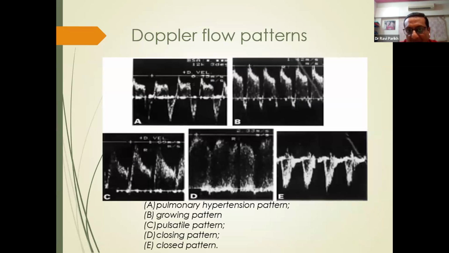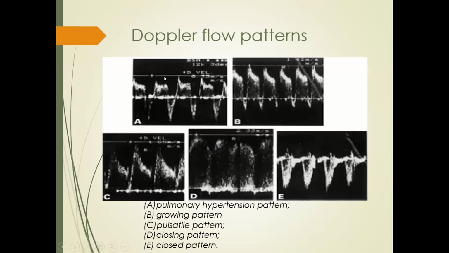This is also very important. So if there is a significant pulmonary hypertension, then you will see this pattern. Once in the growing phase, the pattern will be like this. But whenever the duct is very significant with a good amount of shunting, then you will see a pulsatile pattern where systolic and diastole both you will see. And then the systole will be there and the diastole will go up. So that will be the closing pattern. And this is a closed pattern. So this pattern you need to understand as well.